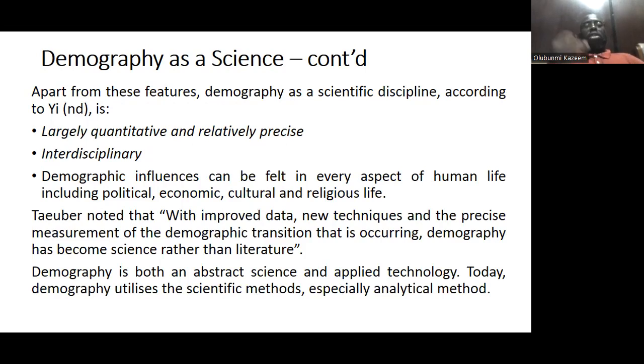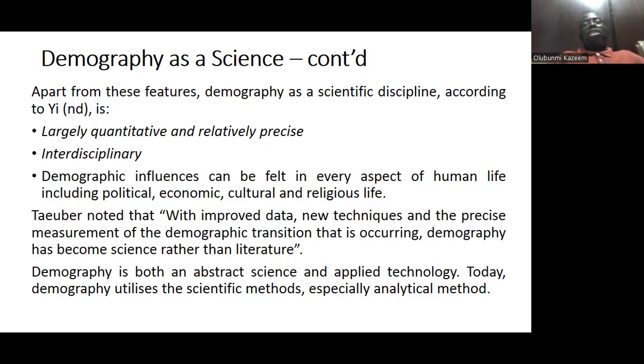Number one is that demography is largely quantitative and relatively precise. That is, we make a whole lot of calculations and mathematical and statistical analysis in demography. And on that basis, the results that we get are relatively precise. That is, they are relatively accurate as results. So it's not just on the basis of conjecture or what someone feels. It's not personal opinions or beliefs. It's actually quantitative. On the basis of that, we are able to establish a fact from it.